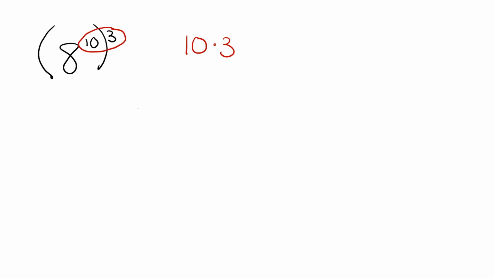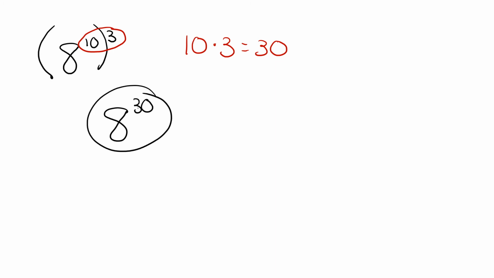For number 5, we have the problem 8 to the 10th power raised to the 3rd power. When raising to a power, we multiply those exponents that are side by side. 10 times 3 would give us 30. The base number 8 stays the same, and our exponent is now 30.